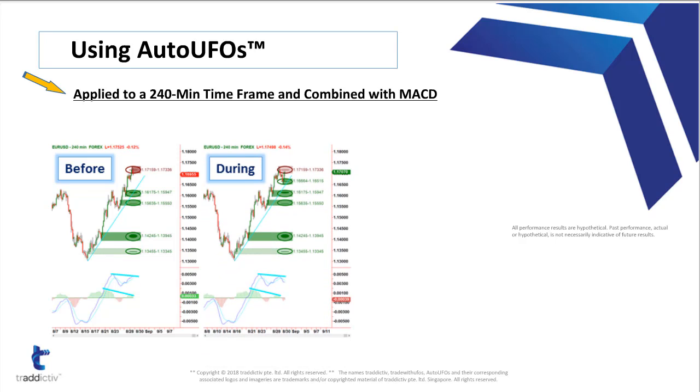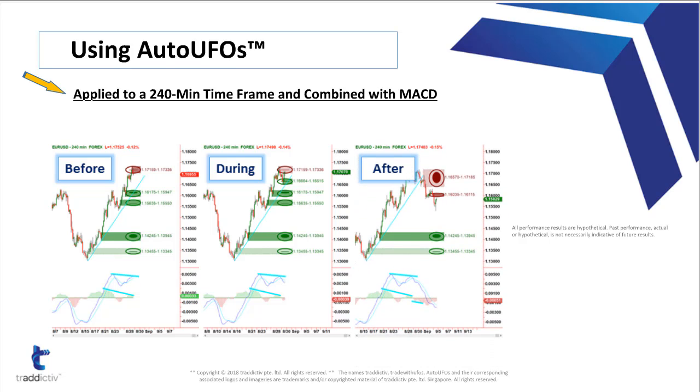Well, you would just wait for this market to revisit the red UFO, and now you would enter short, expecting the trend to reverse. And here we go. That's the after. Now the trend line is broken and price went down, and now the trend is down.